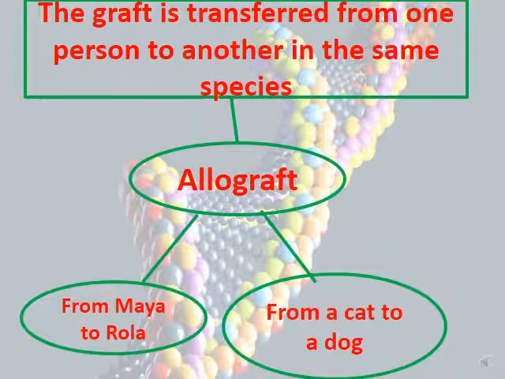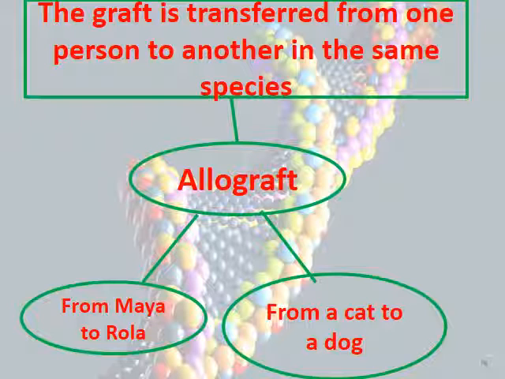Okay? Let's move now to the third type of graft. The graft is called allograft. Allograft is the graft that's done from one person to another within the same species. For example, from Maya to Rilla, from a cat to another cat, from a dog to another dog. So this is called an allograft. The graft is done between different persons that belong to the same species. Example, from Maya to Rilla.